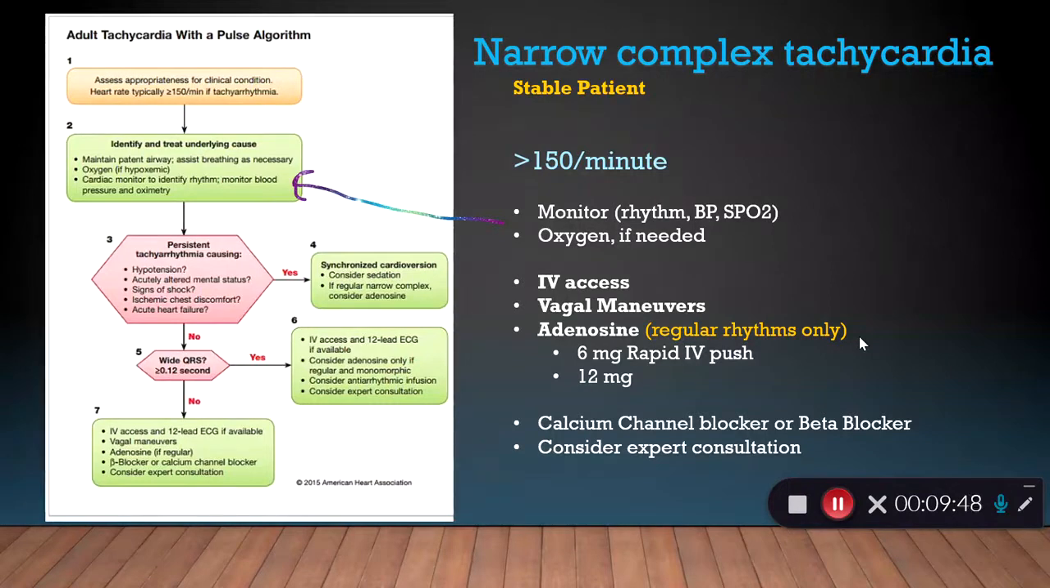Okay, now our first dose is 6 milligrams. This is a really rapid IV push because it's absorbed so quickly into the body. We have to get it into the cardiac circulation before it's gone.